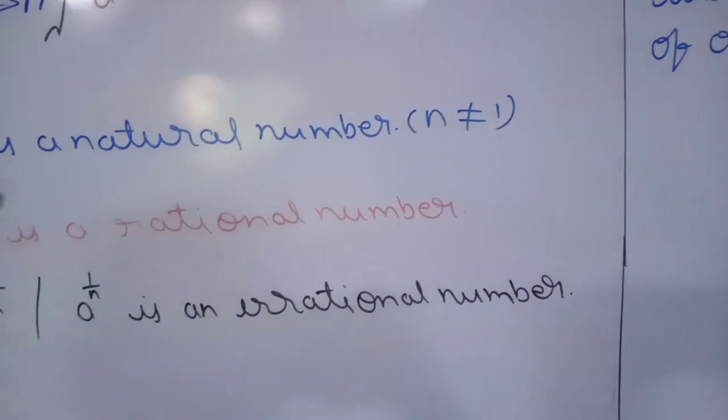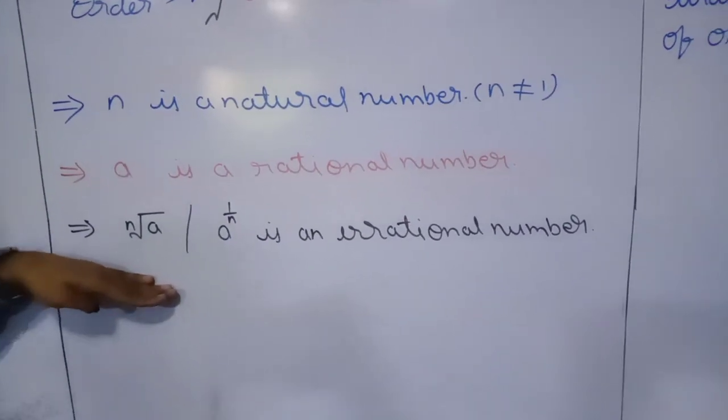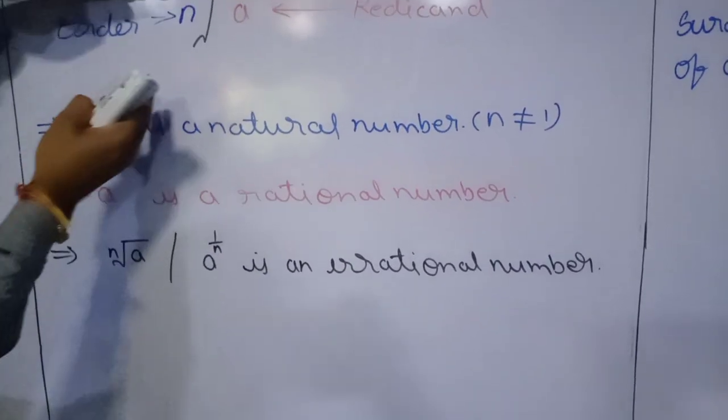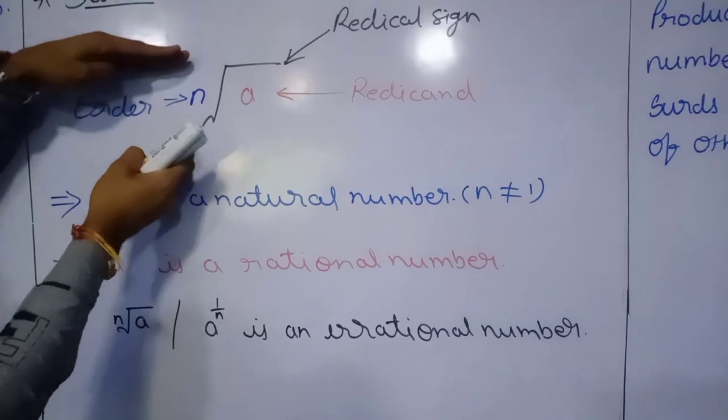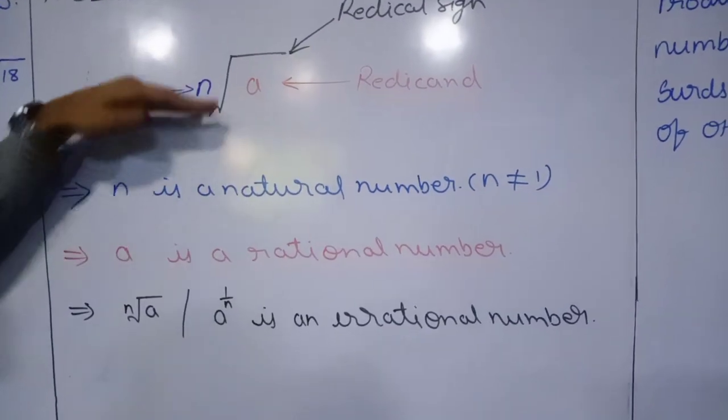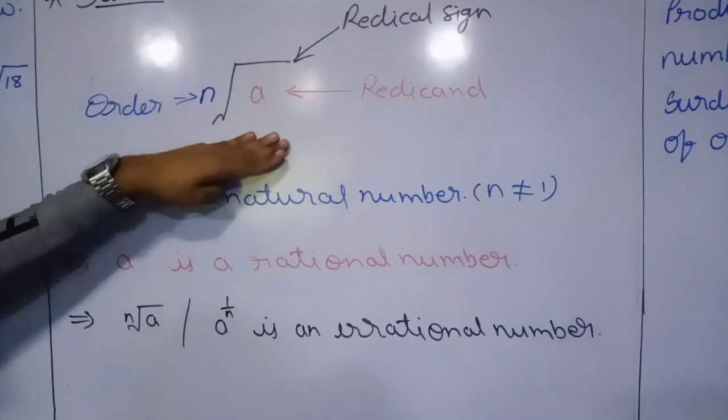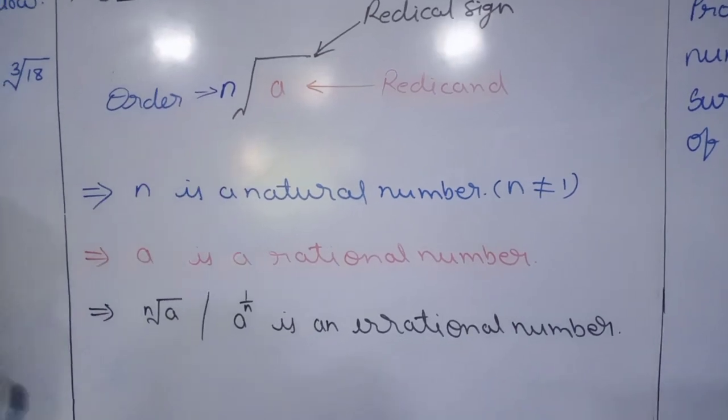If these three conditions are fulfilled, then only we can say the given surds, whatever we have, the radicand, order or the radical sign, are surds. Otherwise that is not a surd.